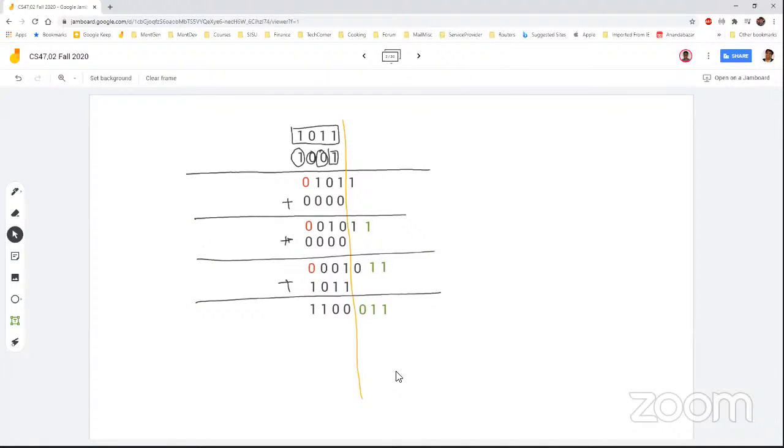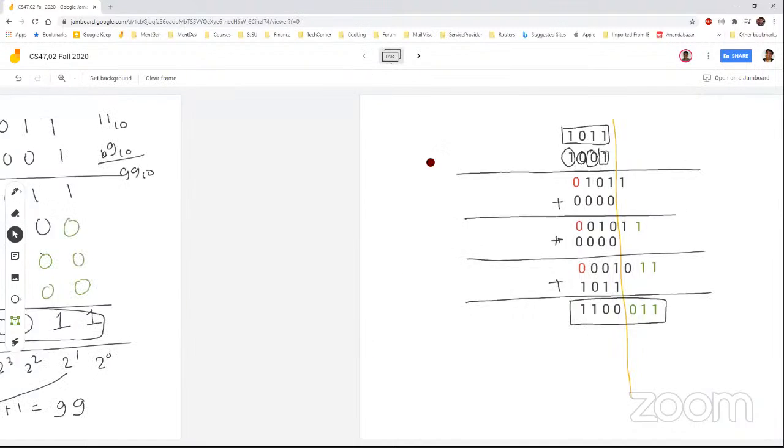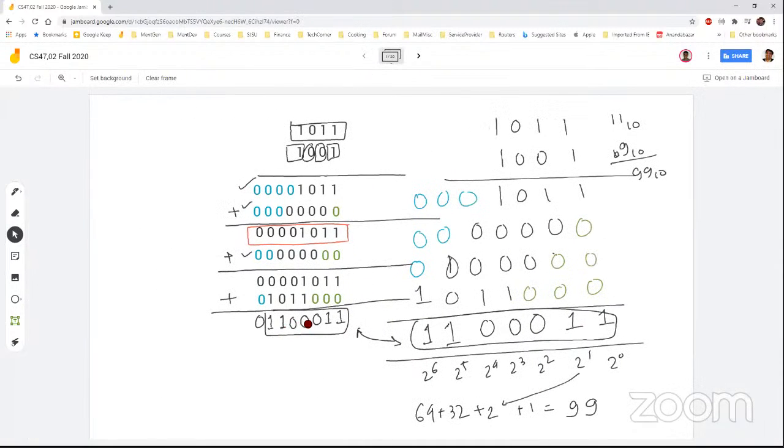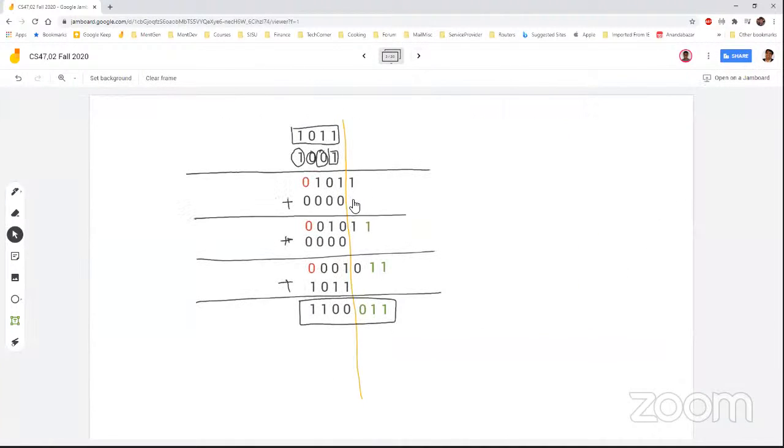So together, you see, we get 1, 1, 0, 0, 0, 1, 1, which is the same as 1, 1, 0, 0, 0, 1, 1. It is the same result. We obtain the same result of the multiplication, but using 4-bit addition.